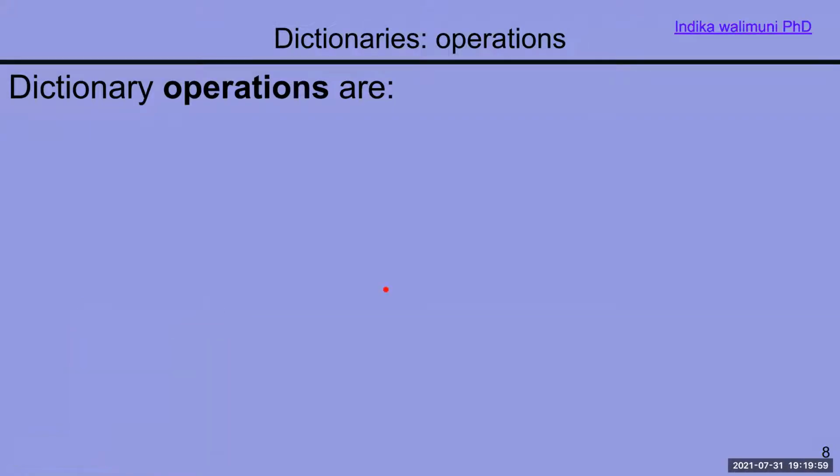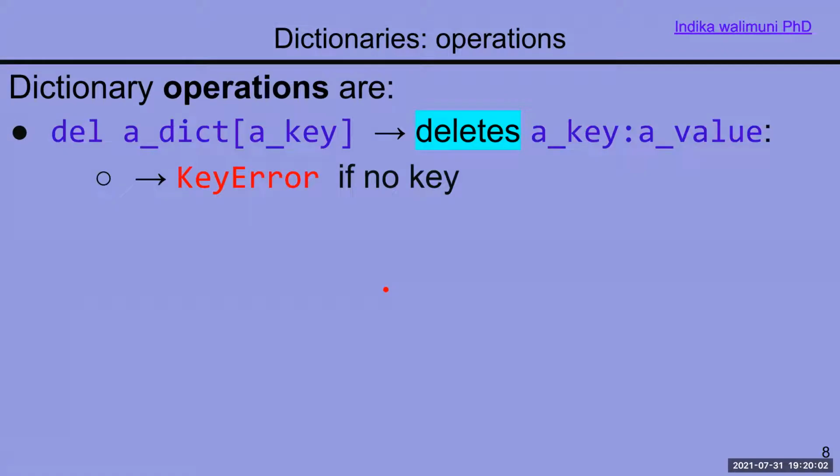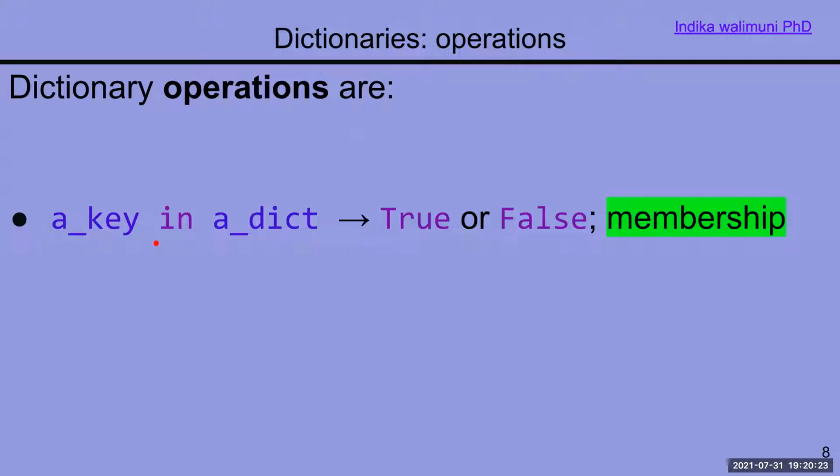We can use the del statement to delete a key, so delete a key-value pair basically. Again, if the key is not there, we get a key error. We can also check membership. The same way that we use the in operator, we can check whether a key is in the dictionary. If it is in there, it returns true, otherwise false. It's a membership check.